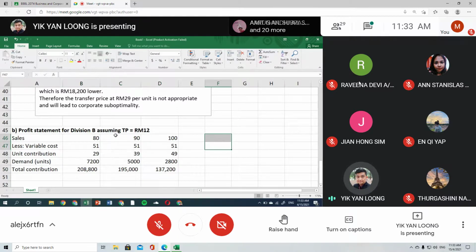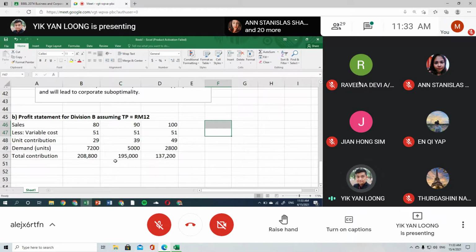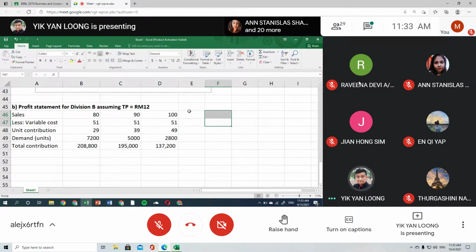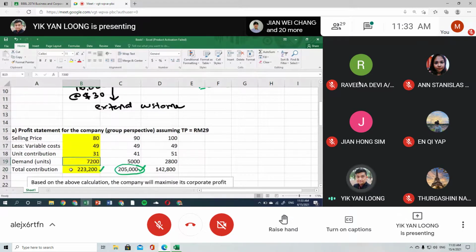Right? So when you change the transfer price to 12, which particular quantity will division B be motivated to produce and sell? You notice total contribution is highest when they produce 7,200, isn't it? So I highlight this. That means at the transfer price of 12, division B will be motivated to transfer a total of 7,200 units because this will maximize its contribution. This is a goal congruent decision, isn't it?